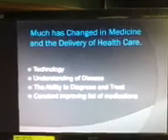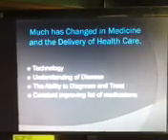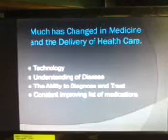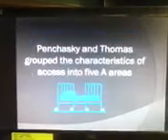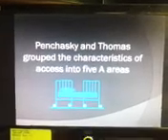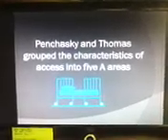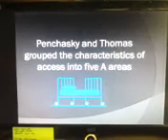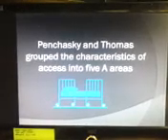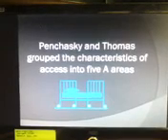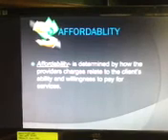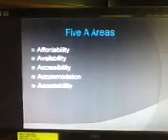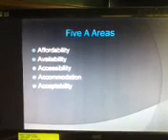Much has changed in medicine and delivery of healthcare today, like technology, understanding of the diseases, and ability to diagnose and treat those diseases. That affects our ability to have access to healthcare. Back in 1981, these two people, Penchensky and Thomas, grouped the characteristics into 5 areas that all started with A. Those areas are: affordability, availability, accessibility, accommodation, and acceptability.